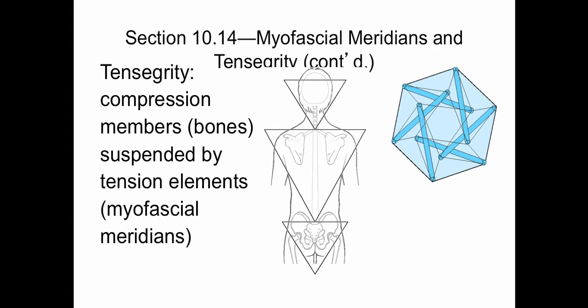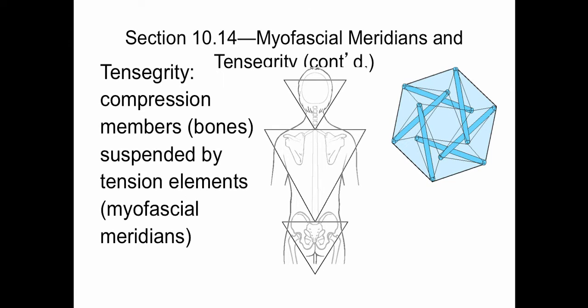What are the origins of the word tensegrity? Well, the term tensegrity comes from the phrase tension integrity, and it was first used by a designer named R. Buckminster Fuller. Tensegrity means the structural and functional integrity of the body comes from tensile or pulling forces. If you look here at the diagrams, on the left you can see the tensegrity, the compression members or the bones suspended by the tension elements or the myofascial meridians.